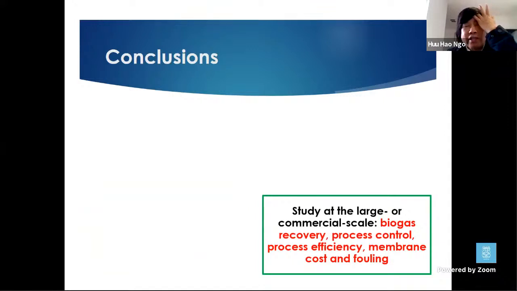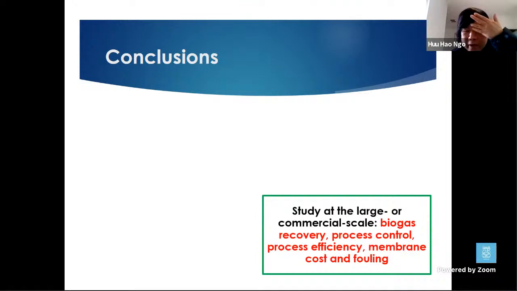And the last one seems to be the most important one, because we cannot only work in the lab at lab scale. How good it is is not going to help. If we really want to make a practical application, we need to study at a large, or even commercial, scale. That means we have to go to the pilot scale, and from pilot scale we go to full scale. Only then can we apply the technology.